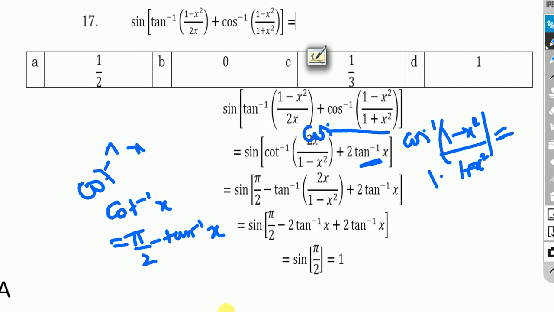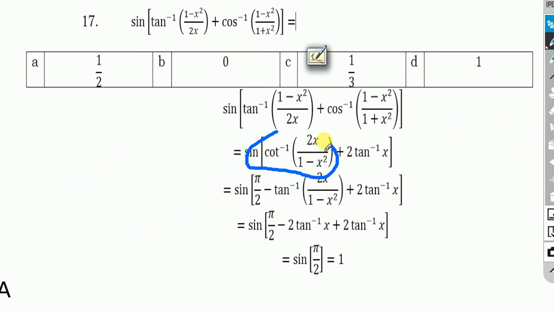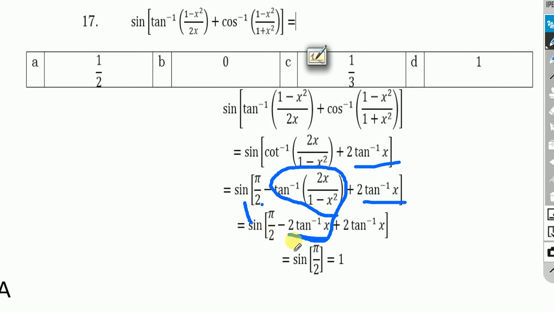So here cot inverse of 2x by 1 minus x square is pi by 2 minus tan inverse of 2x by 1 minus x square, plus 2 tan inverse x. So now this is nothing but sin of pi by 2 minus tan inverse of 2x by 1 minus x square, which is nothing but 2 tan inverse x. This is the expansion of 2 tan inverse x, a standard result: 2 tan inverse x is equal to tan inverse of 2x by 1 minus x square. So therefore sin of pi by 2 minus 2 tan inverse x plus 2 tan inverse x.